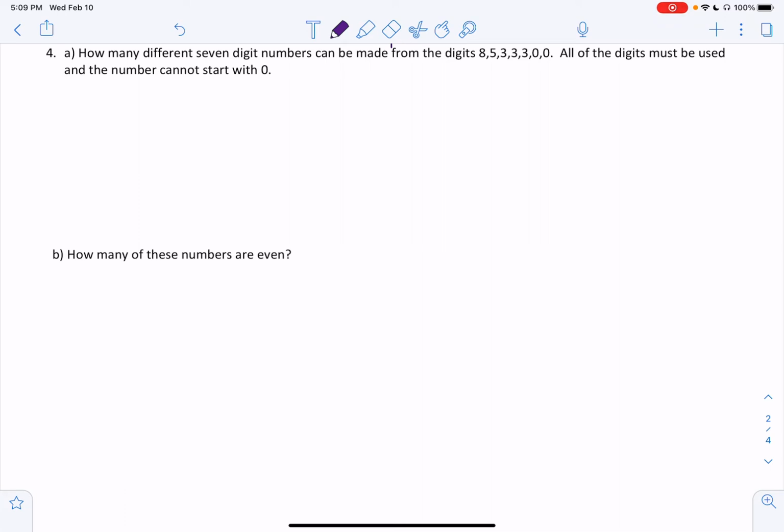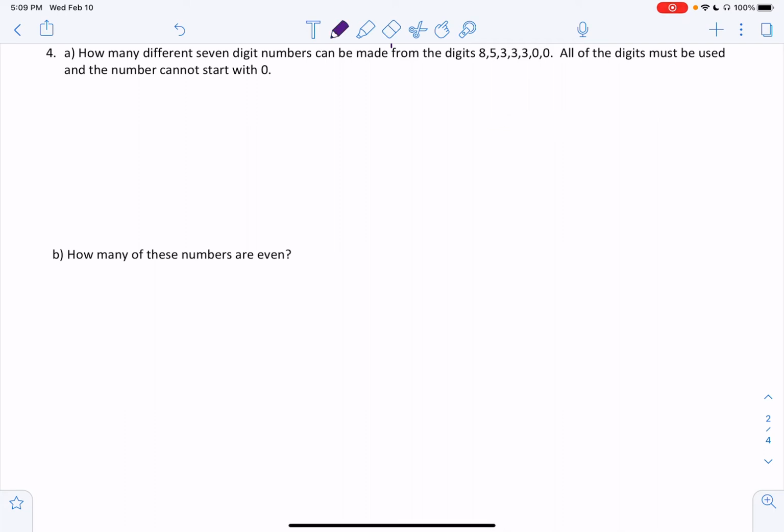Now the reason the number can't start with 0 is because if we have a 0 in front, it is no longer a 7-digit number. At that point, this is a 6-digit number. For example, if I have something like 0, 1, 2, 3, 4, 5, that's the same thing as 1, 2, 3, 4, 5. So because of that, 0 cannot be in the front.